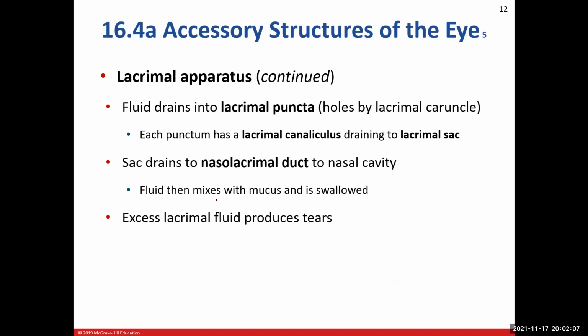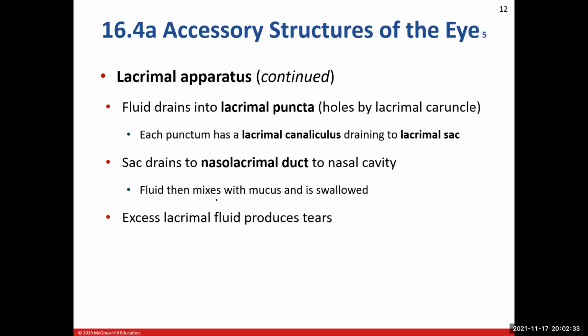The lacrimal gland produces the lacrimal fluid. As you're blinking, you move it around the eye, and you move the fluid towards your nose. And you have two holes near your nose, and those are called puncta, right? The lacrimal puncta. You have a superior lacrimal puncta and an inferior lacrimal puncta.